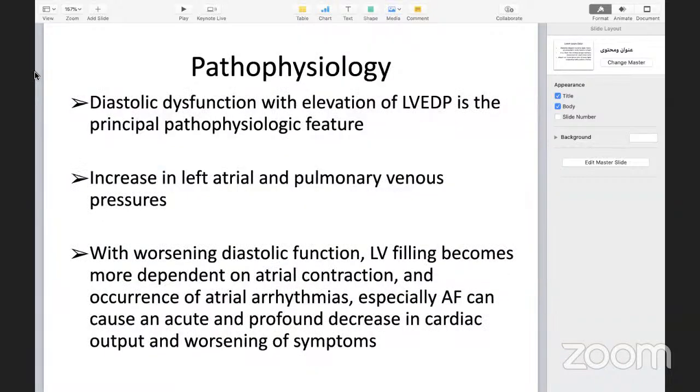Moving to the pathophysiology of the disease, we have multiple issues. Diastolic dysfunction with elevation of LV end-diastolic pressure is the principal pathophysiologic feature. Then there is an increase in the left atrial and pulmonary venous pressures. With worsening diastolic function, LV filling becomes more dependent on atrial contraction, and atrial arrhythmias such as atrial fib can cause an acute and profound decrease in cardiac output and worsening of the symptoms.